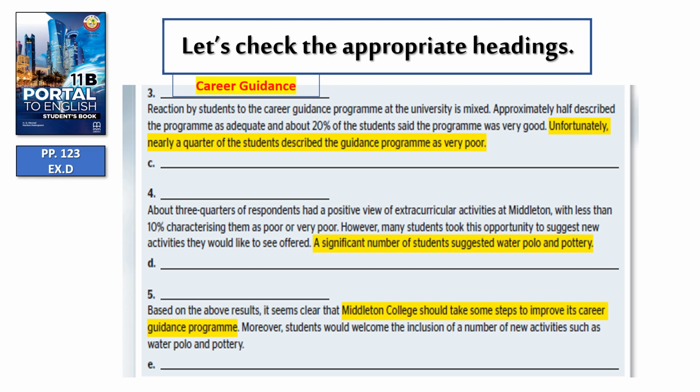Number 3, career guidance, or as I told you, any reasonable answer that reflects the content of paragraph 3. Number 4, extracurricular activities or something related to the paragraph. But the final one should be recommendations.